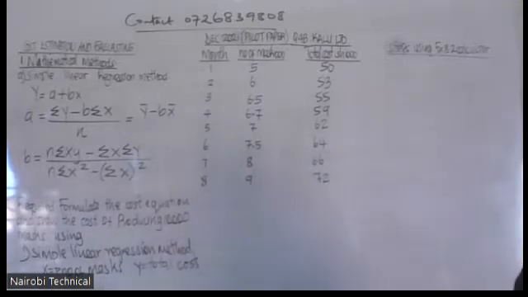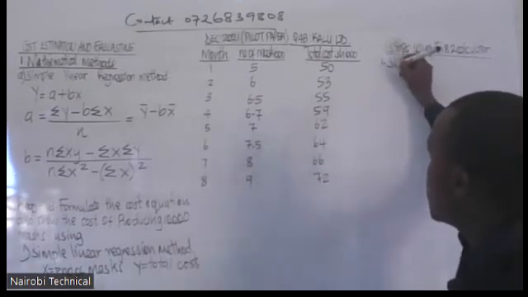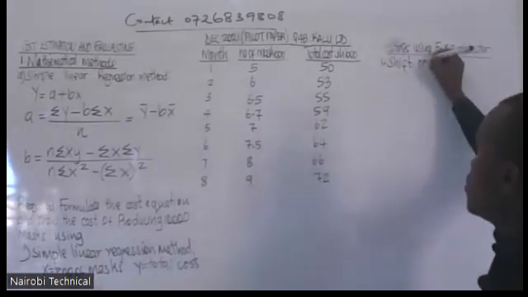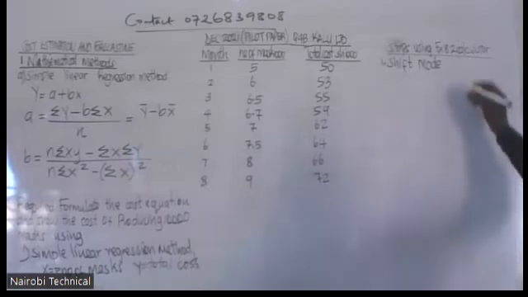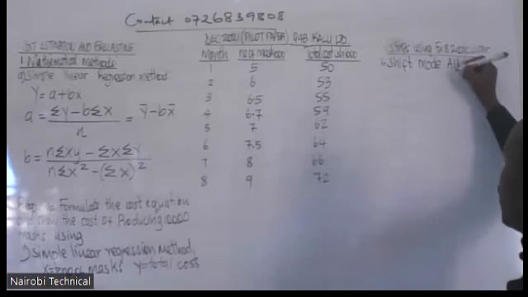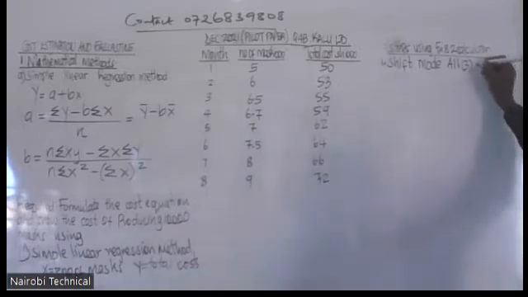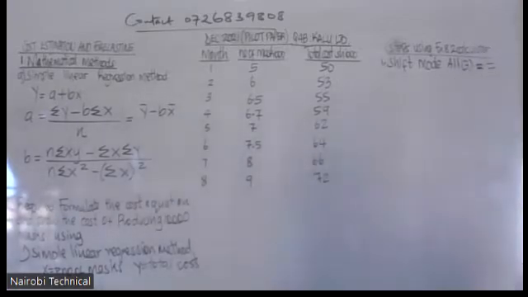Then the next step, after switching on, is to press Shift, then Mode, then All, which is denoted by number 3 in your calculator, then equals twice, so that you reset your calculator.